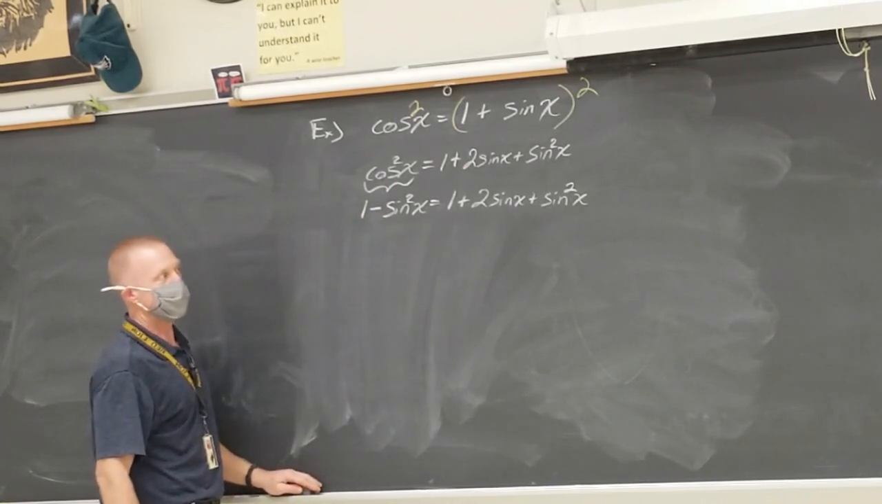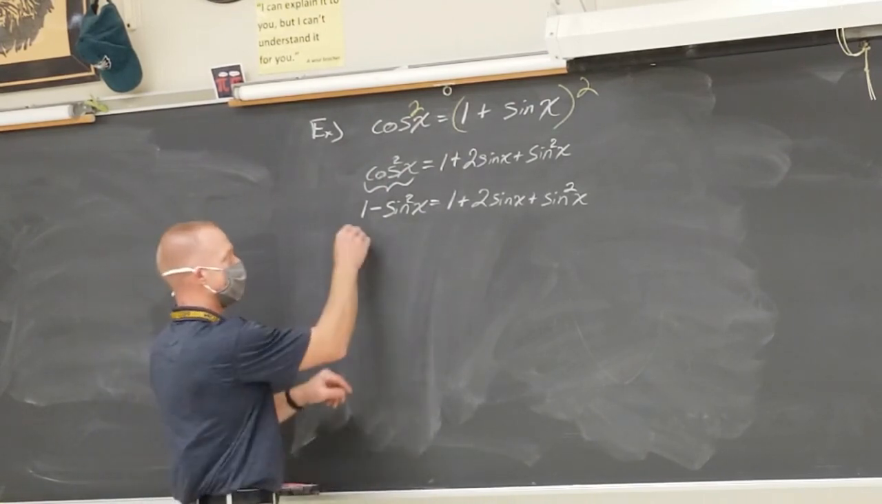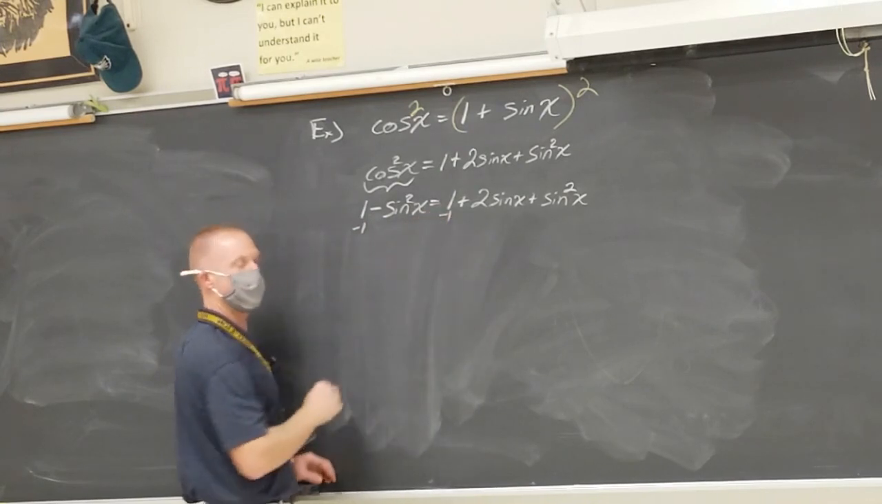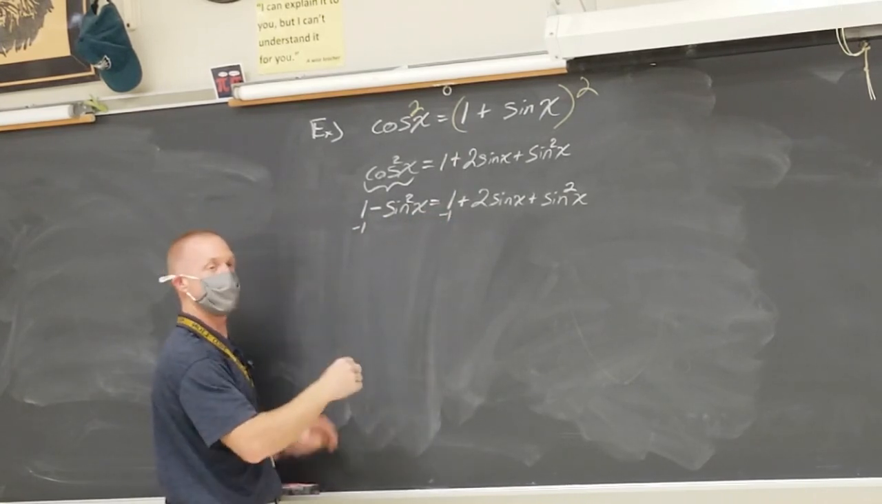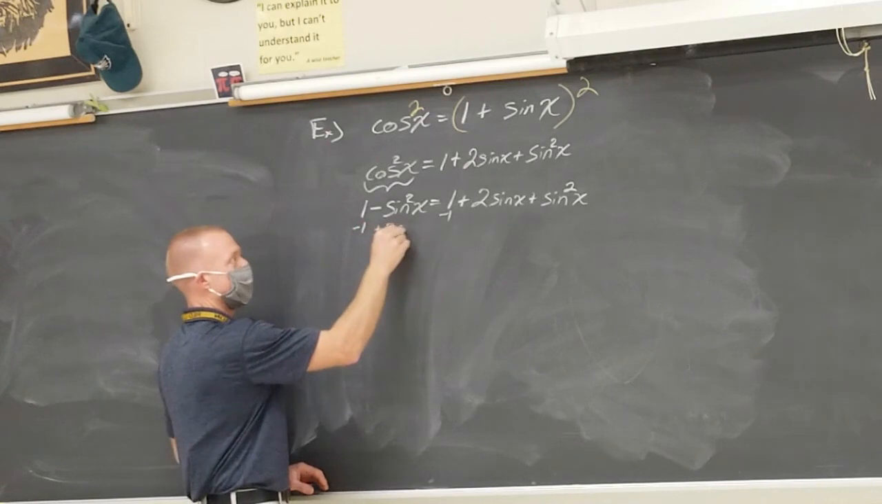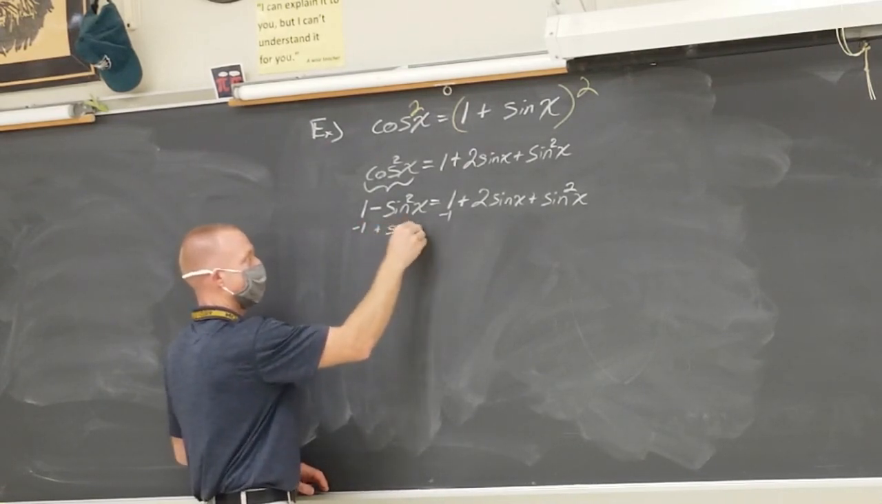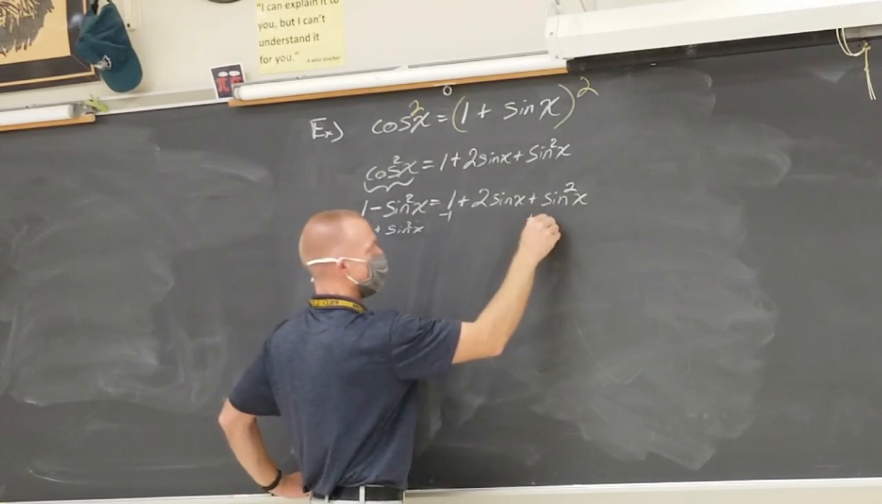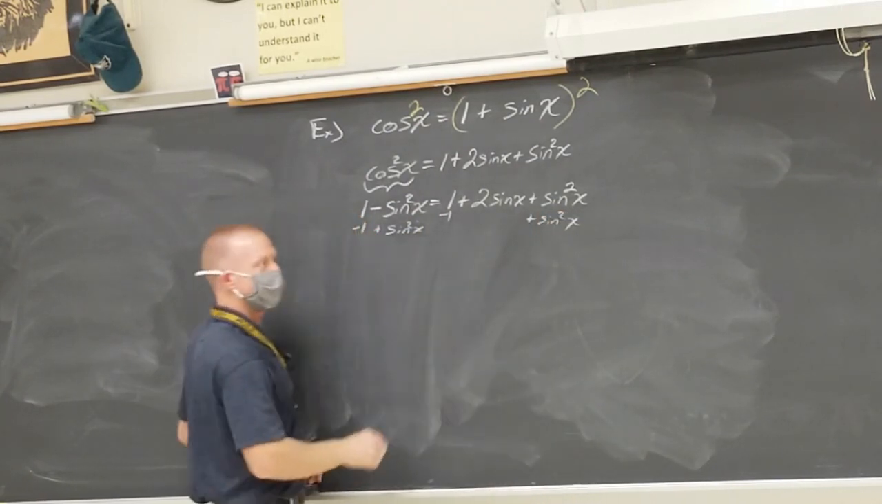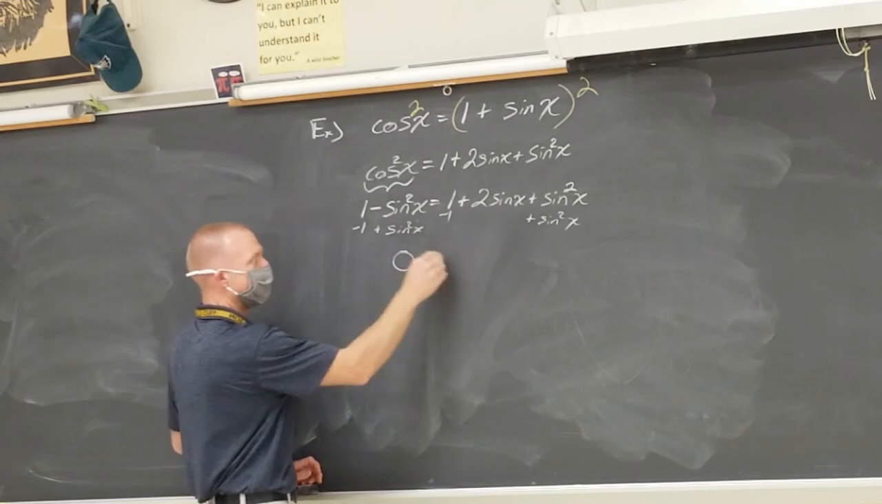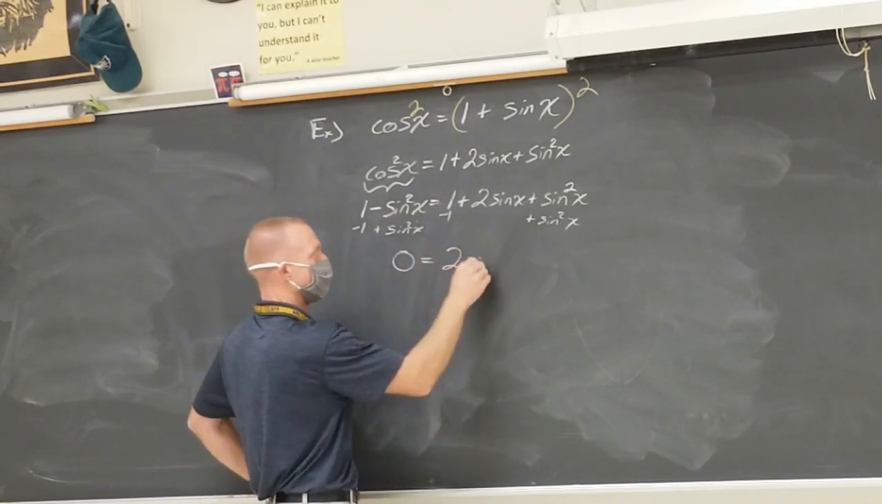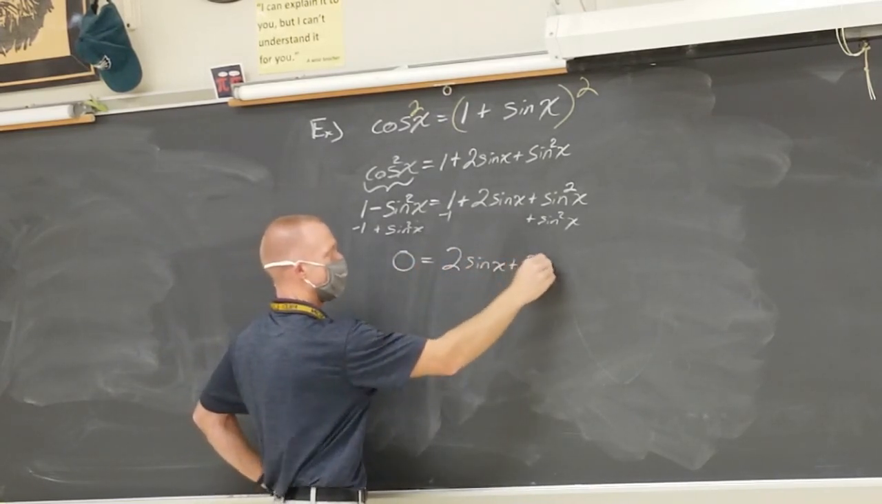All right, let's clean it up. Let's kind of gather like terms. I hope you see that these ones, I could subtract them from both sides, and it turns out that they actually cancel. And how about this sine squared? I could add that to both sides. I could add those like terms. Okay, so we kind of organize it, clean it up. We end up with 0 equals 2 sine plus 2 sine squared.